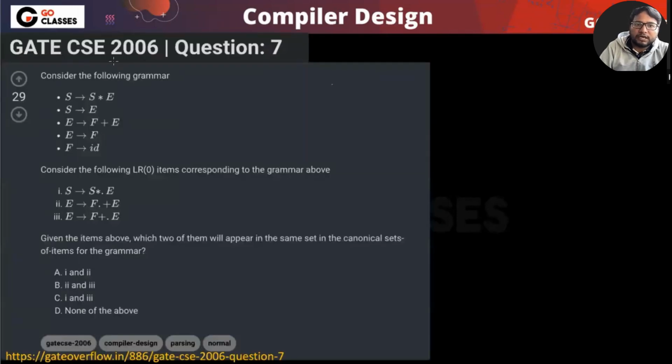This question has been asked in GATE 276. They are saying, if this is given, consider the following LR0 items corresponding to the above grammar. If you notice, this dot is here, this dot is here, this dot is here. Now they are saying, given these items, which two of them will appear in the same set? Just tell me.